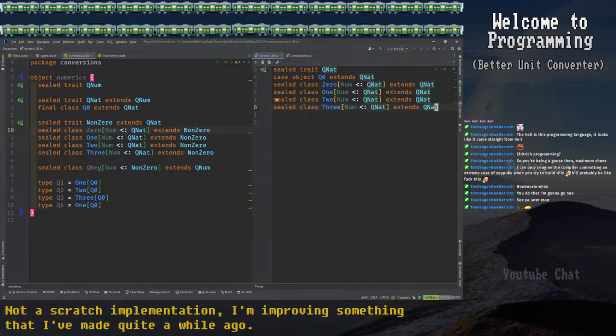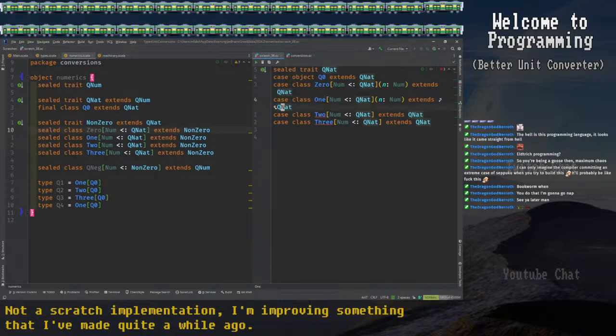And now I should be able to do, I am going to make a sealed case, some case classes. And I put in a n num, n num, n num, n num.